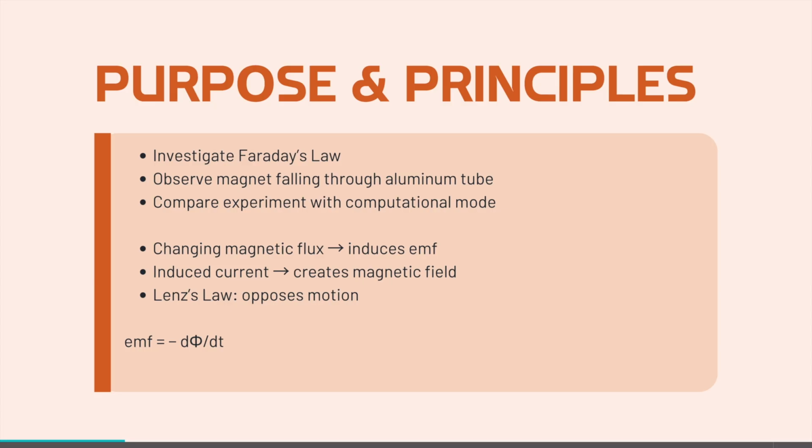When the magnet falls, it creates a changing magnetic flux through the tube. According to Faraday's Law, this induces an EMF which drives a current. By Lenz's law, the induced current creates a magnetic field that opposes the motion of the magnet. This equation shows that the induced EMF is proportional to the rate of change of magnetic flux. The negative sign represents Lenz's law, meaning the system resists the change causing the current.